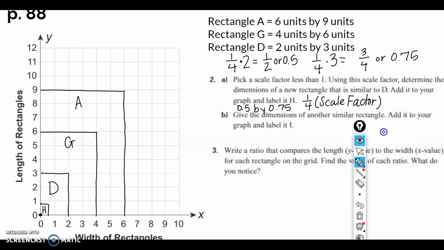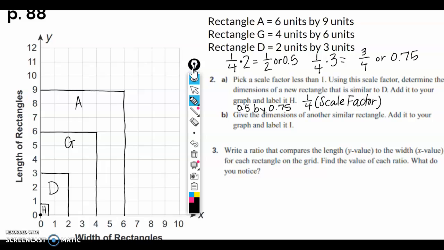For part B, we are going to use the dimensions of another similar rectangle, and we're going to add it to our graph and label it. Now you can use any other similar rectangle relationship. Just keep in mind that our ratio for all of these is a 2:3 ratio. So if we were to give them another set of dimensions, one that we could use is an 8 by 12. The enlargement that we have just graphed, we label I.